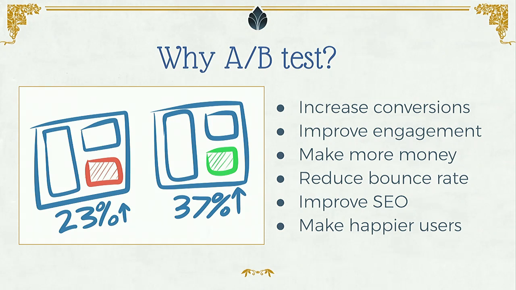This could be good even if you're higher education or a government site. You want people to find your stuff. You want them to be using the site more effectively. One of the side benefits is you can also get people on the site longer, and that can actually help with search engine optimization, where your bounce rate is lower, and therefore you get higher search engine rankings. Hopefully, you get happier users as a result. So those are some reasons why you would A-B test.